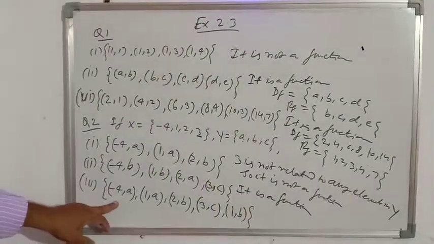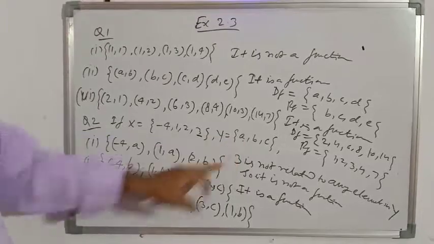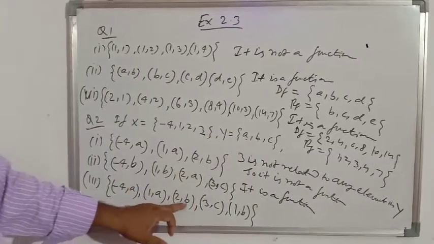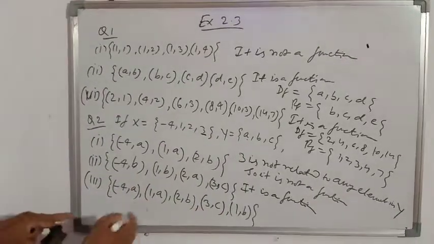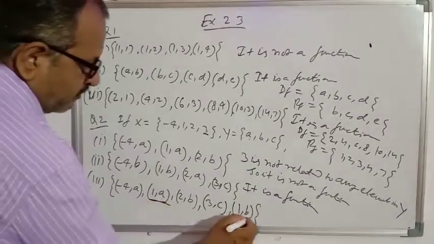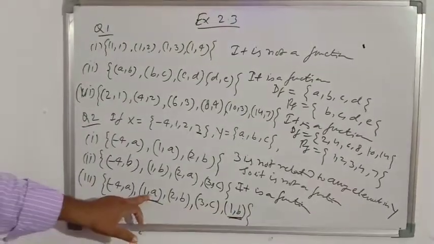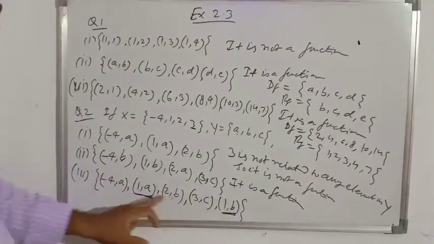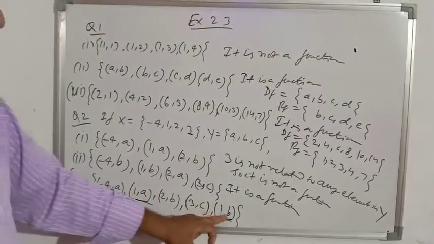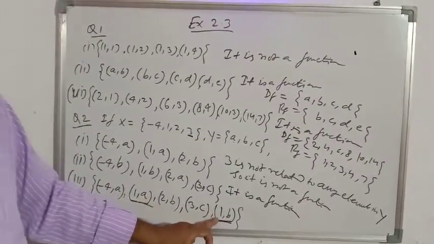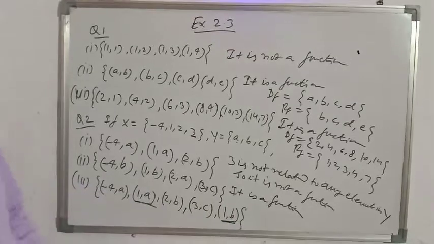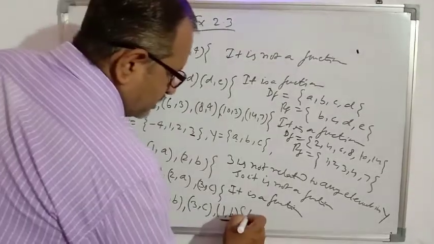And see the last one: minus 4 A, 1 A, 2 B, 3 C, 1 B. See these two ordered pairs, 1 A and 1 B. These two ordered pairs have the same first component, 1, so it is not a function.